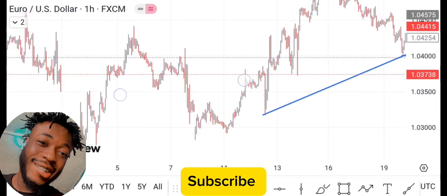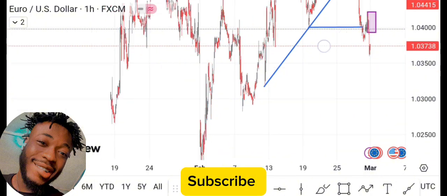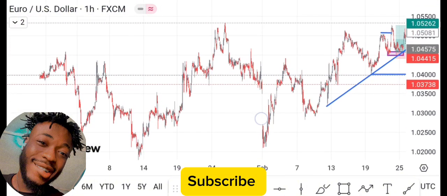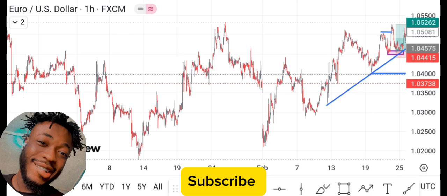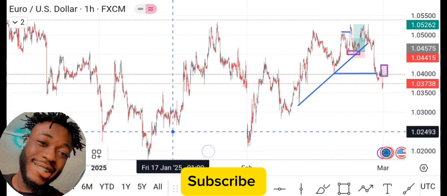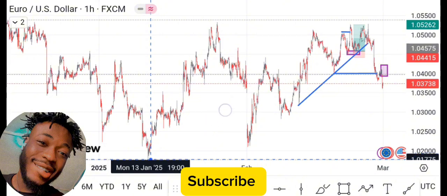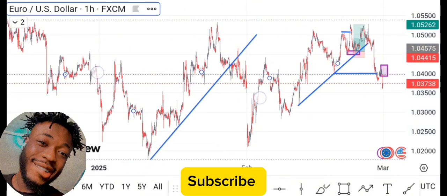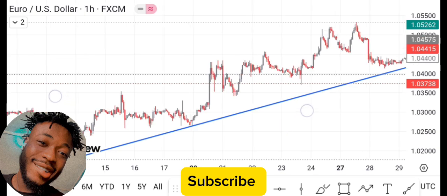Now the price action of Euro USD thus far has been a bit messy. You can see it has been a bit messy. So if you look at this from here to here, you can see price has been bullish. So let's now look for a demand zone.